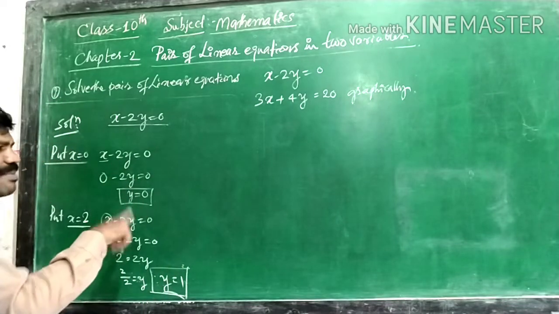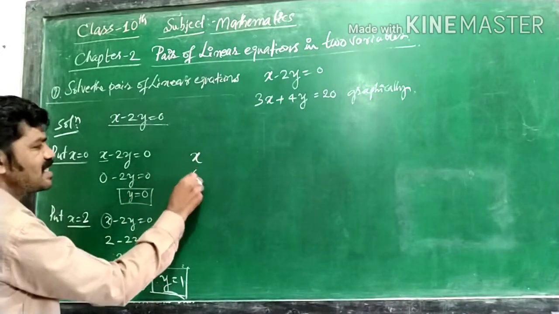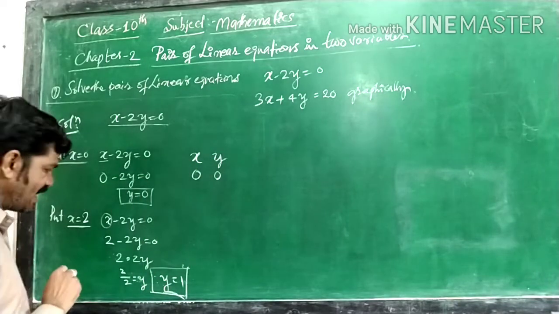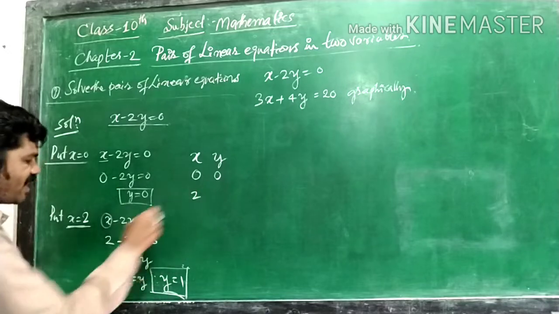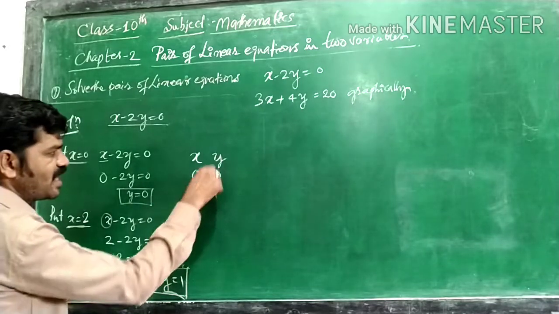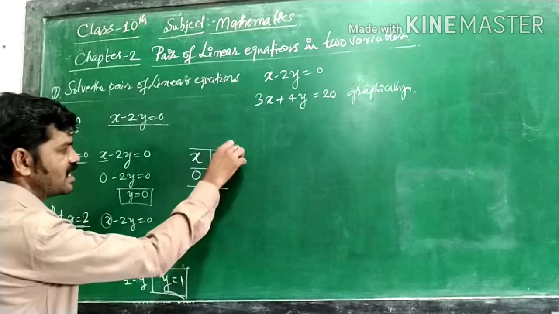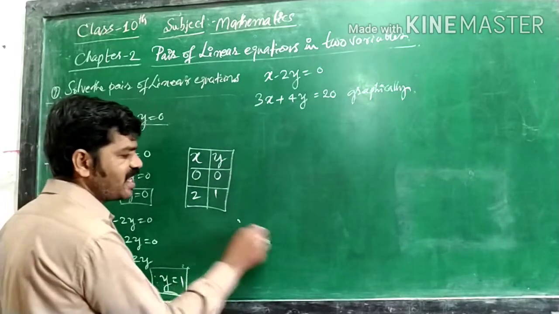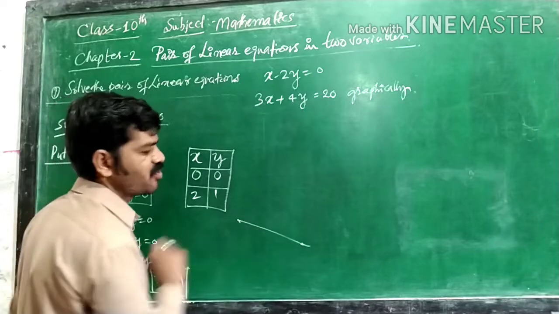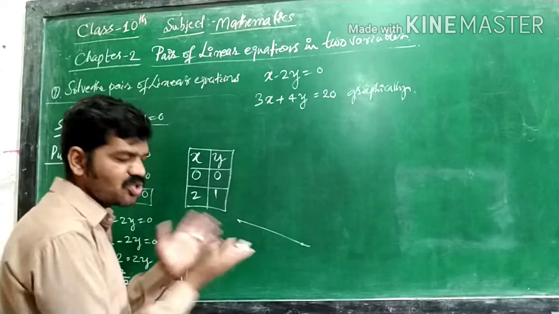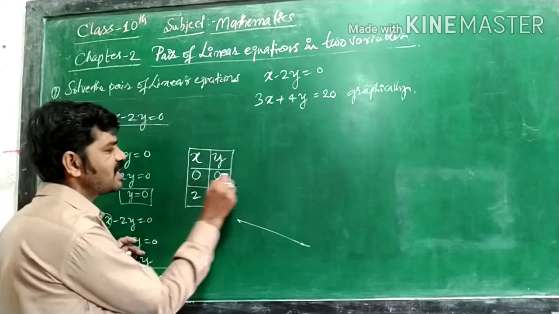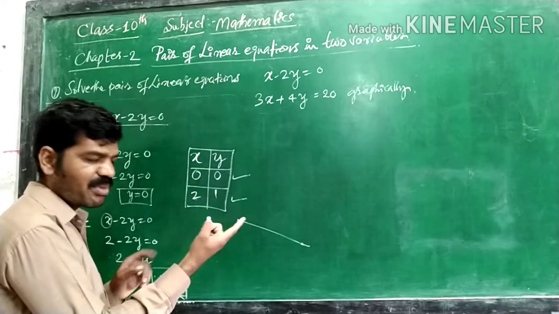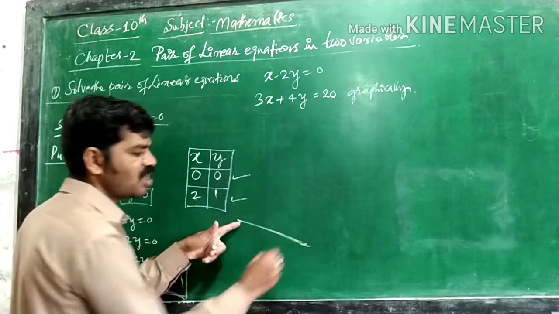So we are going to tabulate this. When x is equal to 0, we obtained y is equal to 0. When x is equal to 2, we obtained y is equal to 1. So we have tabulated this. To draw a line, we need only 2 points. x and y is one point, x and y is another point. If we join these 2 points, it is going to become a line.